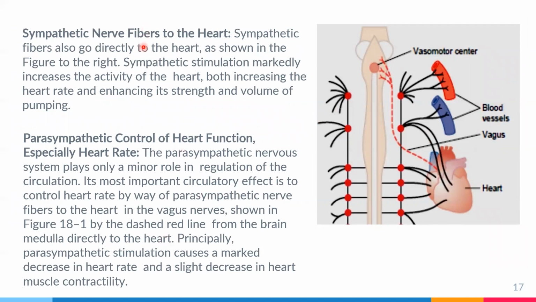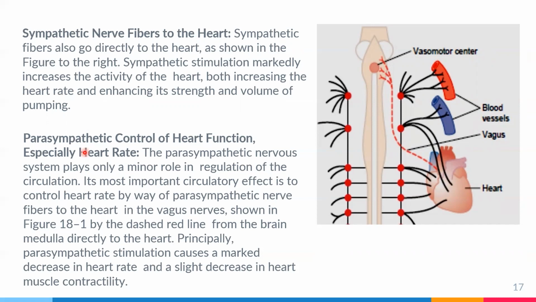Next, we look into sympathetic nerve fibers that are innervating the heart directly. Sympathetic fibers also go directly to the heart. Sympathetic stimulation markedly increases the activity of the heart, both increasing the heart rate and enhancing the strength and volume of the pump. We have already seen in detail the innervation of the heart via the sympathetic and the parasympathetic nervous system, and I urge you to look back into it if you want to know more about the innervation of the heart itself.